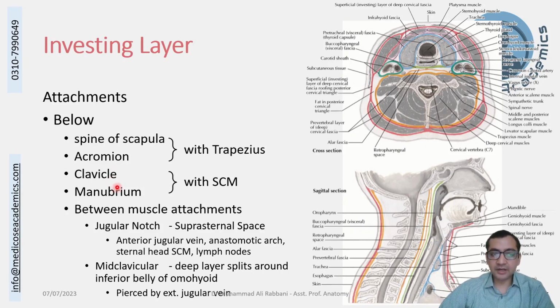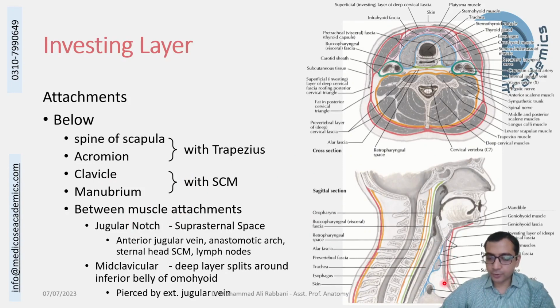Then the medial one third of the clavicle and manubrium is attaching with the sternocleidomastoid muscle. So there are two spaces left. The space between the two sternocleidomastoids, the jugular notch, and the middle one third of the clavicle. At the medial one third of the clavicle, it is attached with the sternocleidomastoid, and at the lateral one third, it is attached with the trapezius. So in both of these spaces, it remains two layers. At the jugular notch, the two layers are shown right here.